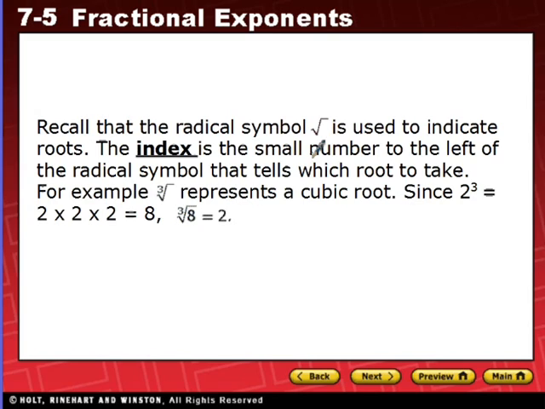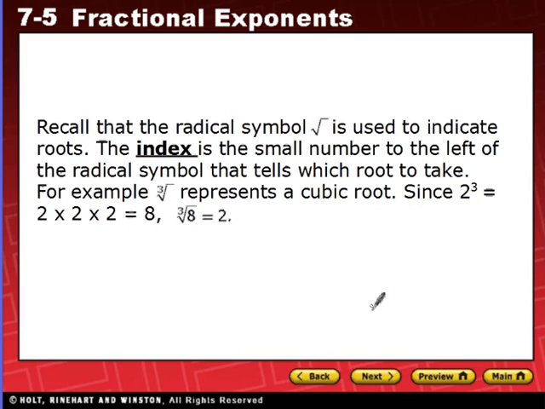So we know that the radical symbol, we dealt with those way earlier in the year and you've done them in the past, right, is used to indicate that we're going to take the root of something. And the little number to the left of the radical symbol tells you what root to take. That's called the index. So there's a spot up there at the top of page 101 under the vocabulary to write that down, that the index is the small number to the left of the radical symbol.